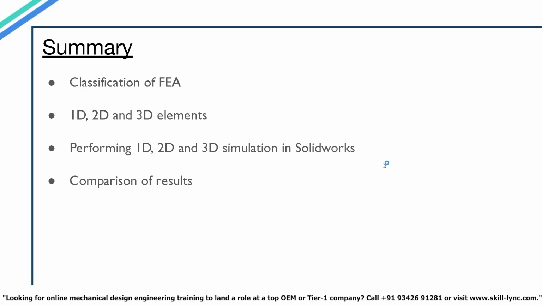Okay, so we're back to our PPT. In the beginning, we looked into the different classifications of FEA. Then we discussed what 1D, 2D, and 3D elements are, and where exactly we use 1D simulation, 2D simulation, and 3D simulation. We also performed a 1D, 2D, and 3D simulation of a uniformly loaded cantilever beam in our SolidWorks simulation module. And in the end, we had a small comparison of our results.